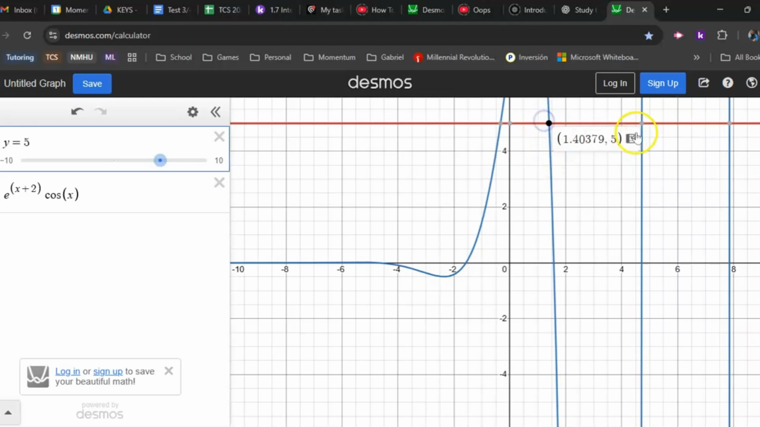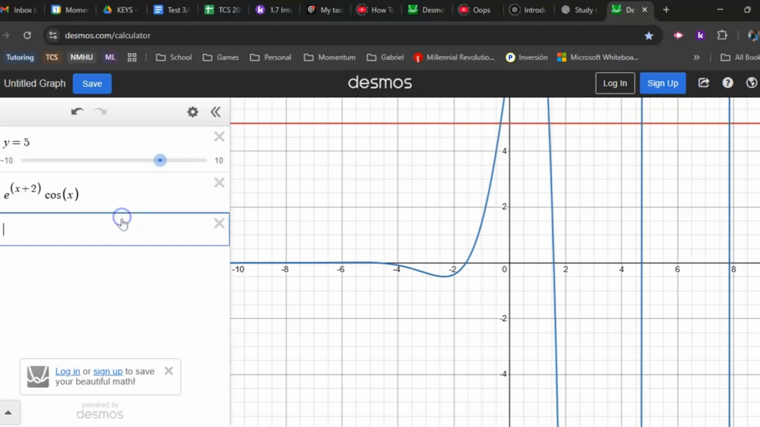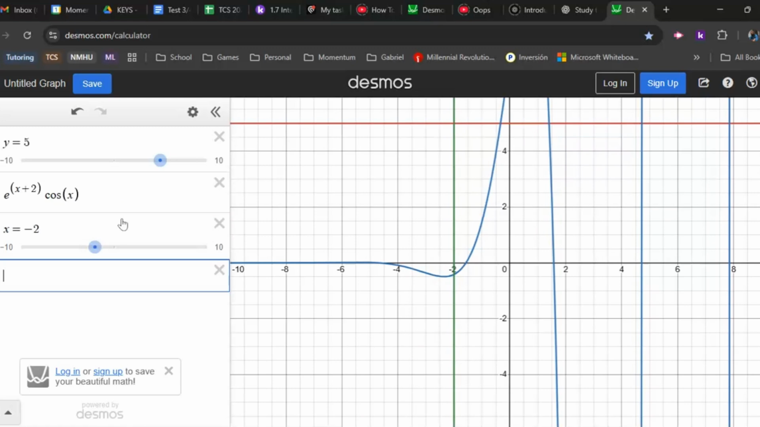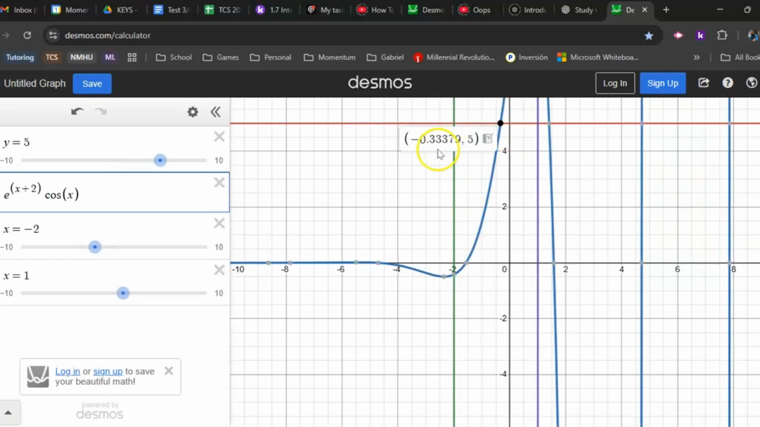All right, so we've got a few different answers here. Which one would be the one that we want, do you think? The one on the interval. So my interval, if you remember, was -2 and 1. So it has to be between there, meaning that's the answer that I want. Does that make sense? Anyway, so -0.333, etc.